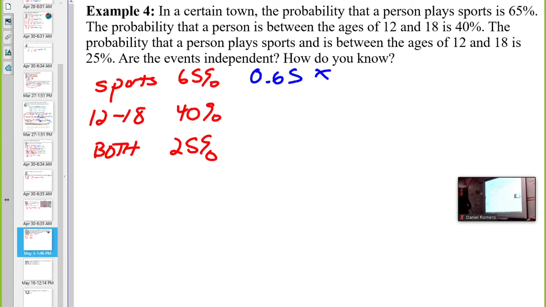Come on, Miranda. Don't phase out on me. How do you write 40% as a decimal?